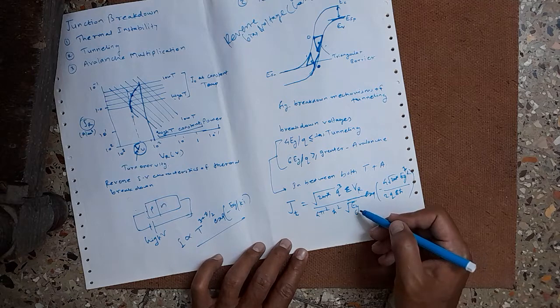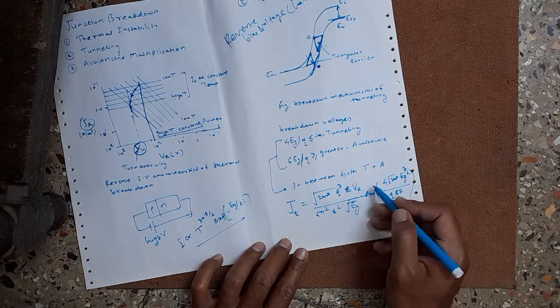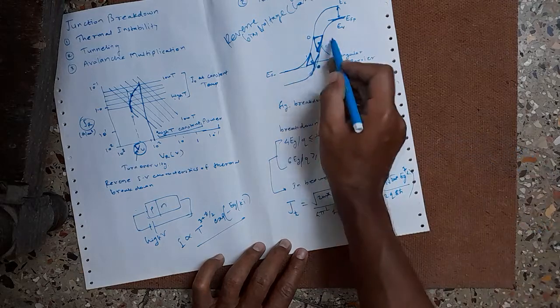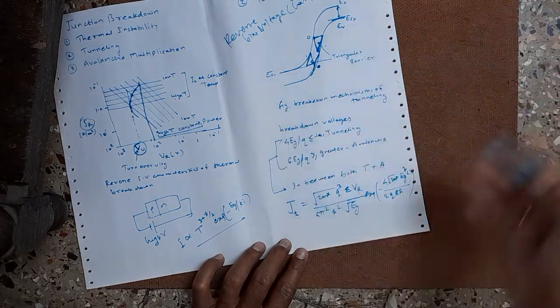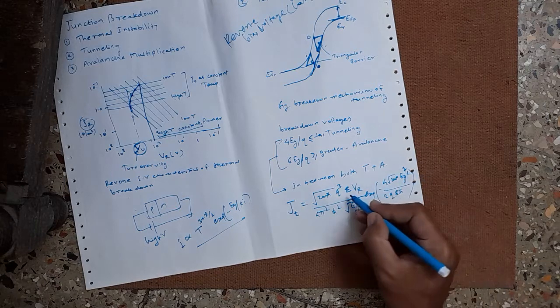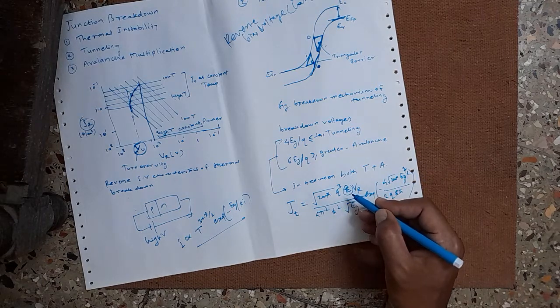Here the field is not constant, because it is varying. We are varying the potential applied to it, so obviously the field changes. So E is some average field inside the junction. This E is the average electric field.